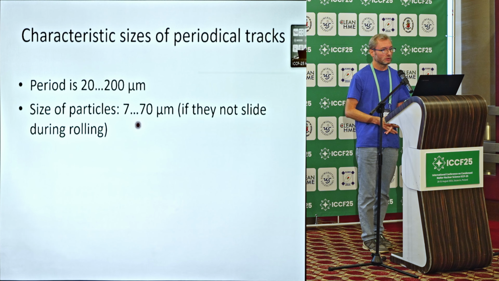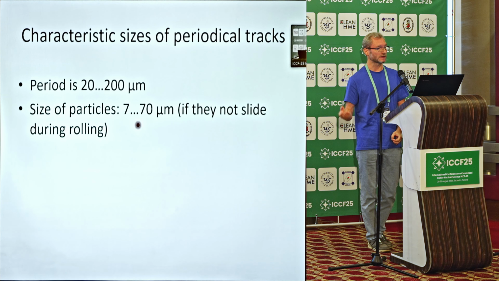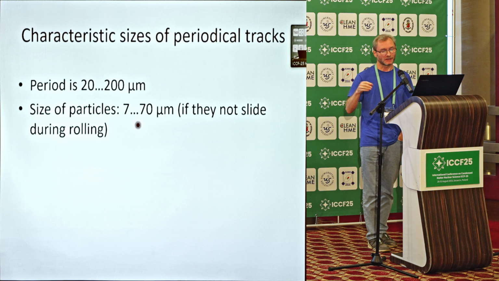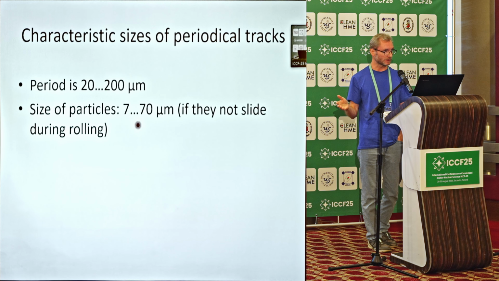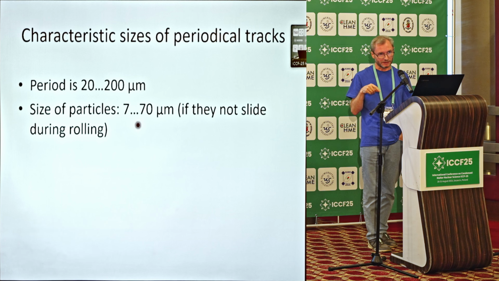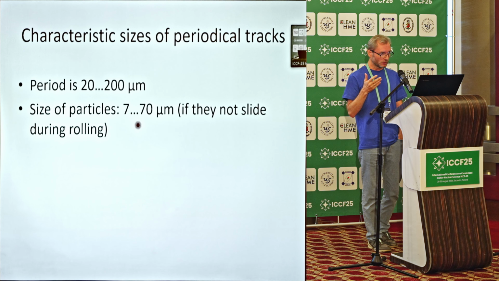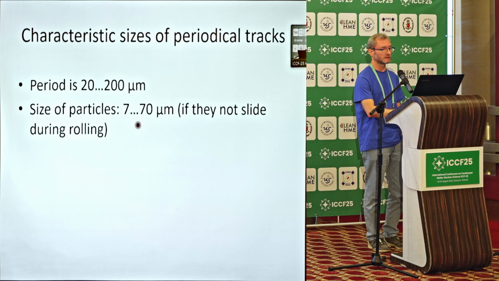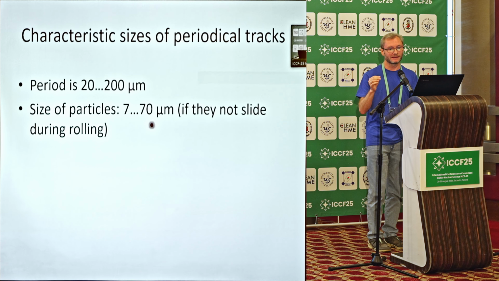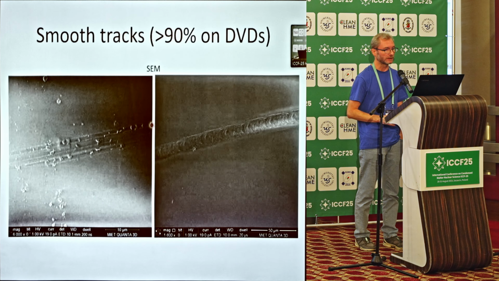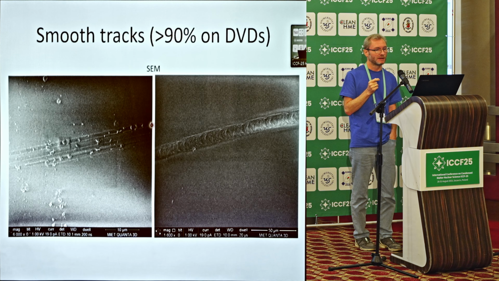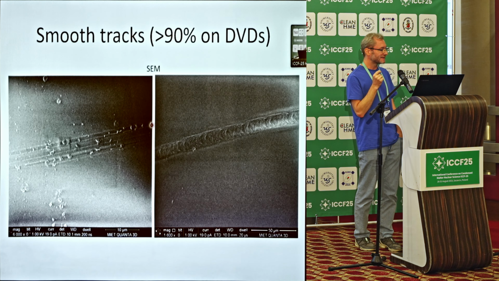So, what about the characteristic size of periodical tracks? The period we measured is from 20 to 200 microns, and we just divide it by pi, and we get the size of particles from 7 to 70 microns, if of course they do not slide during rolling. But periodic tracks are very rare. On this material, polycarbonate of DVD-R discs, we see mostly smooth tracks.